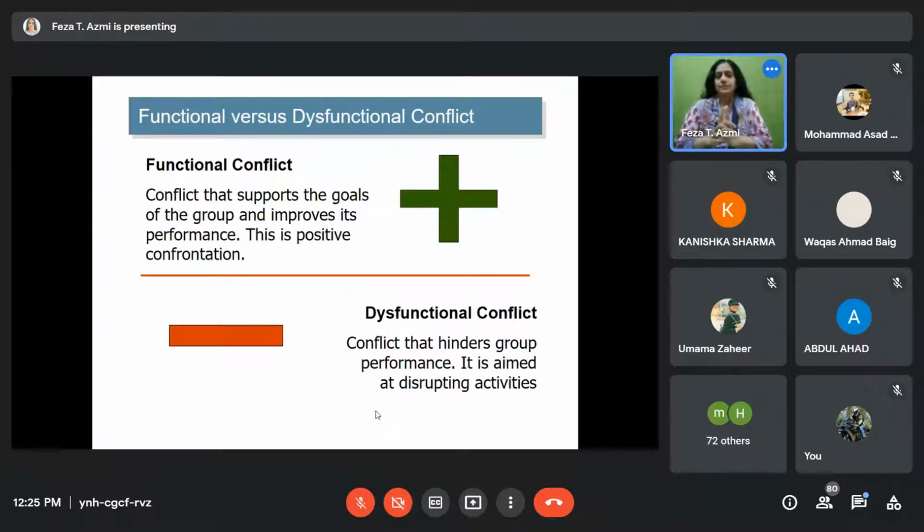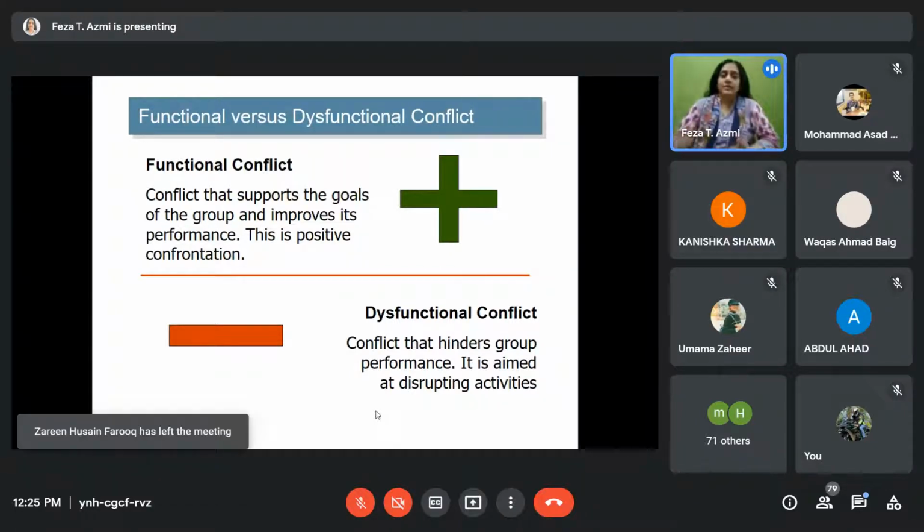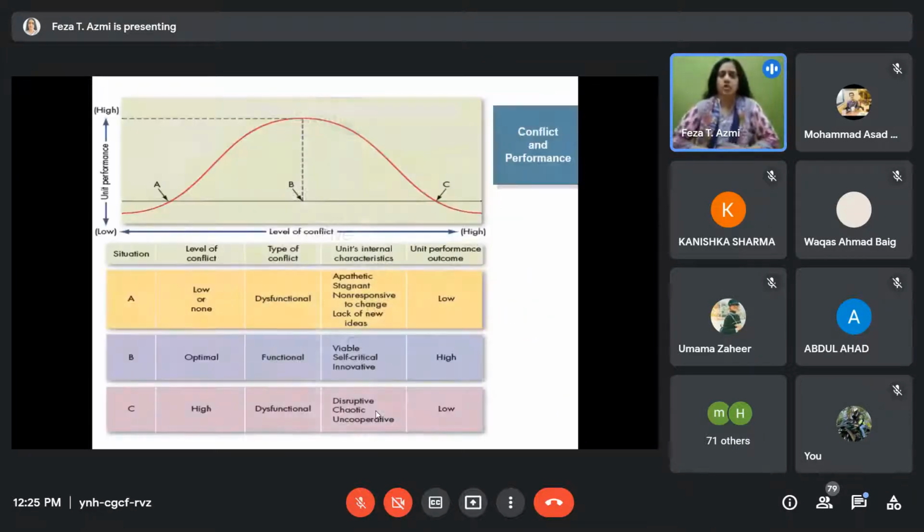But yes, when conflict starts hindering group performance, when it becomes dysfunctional, when it starts disrupting, when it starts creating commotion, problems, then we say that now conflict is dysfunctional. That has to be taken care of. That has to be, you know, stopped. So that is what is important.